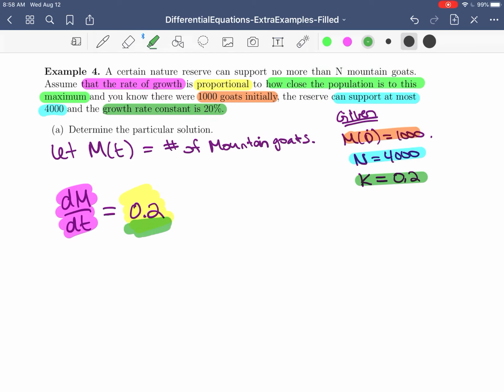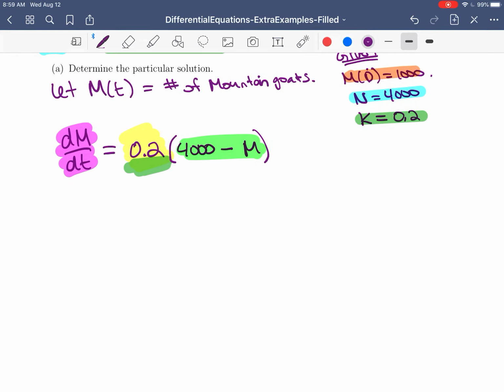Okay, so it's also kind of dark green because they told us that. And it's proportional to how close we are to the maximum. So that's going to be our N, 4,000, the difference between the maximum and what our population actually is. I'm not going to write m of t, I'm just going to write m to make things easier. That bit is from the green bit, how close we are to the maximum. So that's our differential equation that we want to solve.